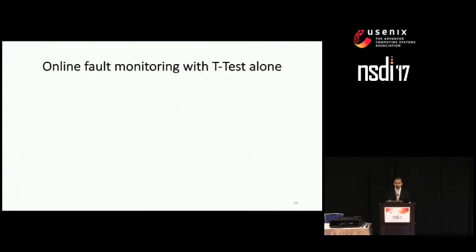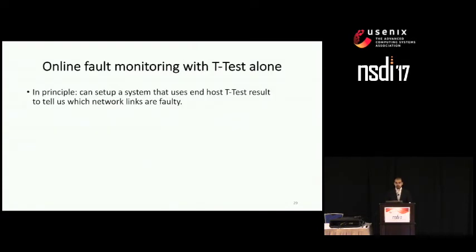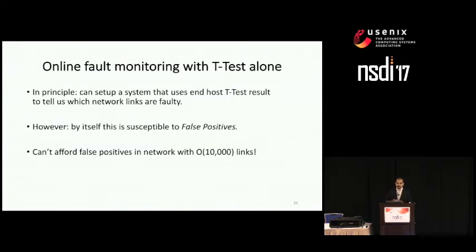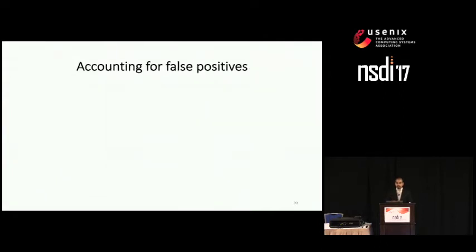So in principle, we could implement fault monitoring with this alone. We could set up a system where all of the end hosts look at their metrics, they have the path information, they run this t-test, and they figure out which links they think are faulty based on that. The downside here is that by itself, this is susceptible to false positives, which you can't afford when we're in a network that has on the orders of tens of thousands of links. So we have to account for these.